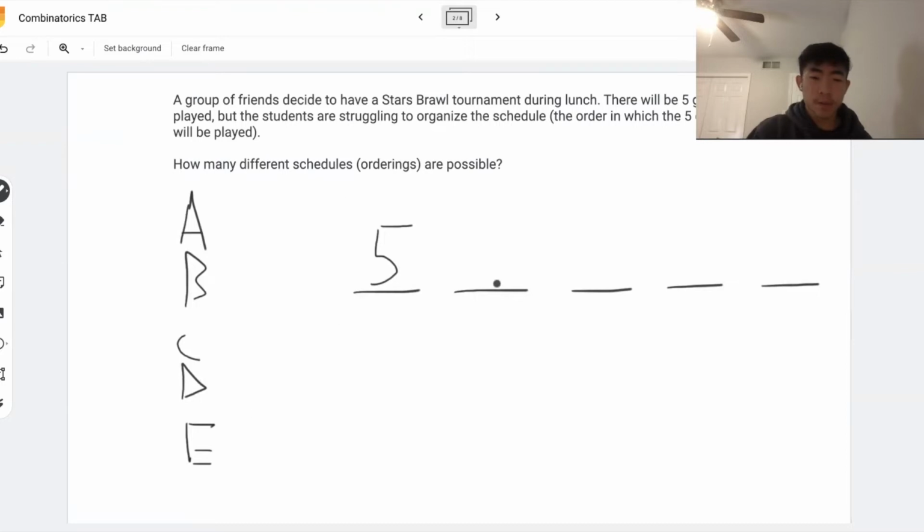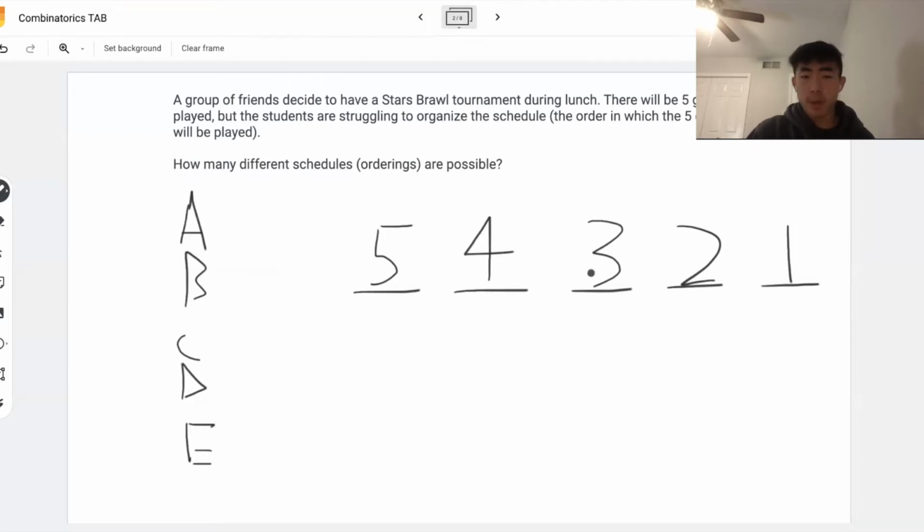So if we choose the first slot first, that means that our second slot, we will only have 4 options, no matter what we choose for slot 1. And similarly, for the third slot, we only have 3 possible options because we already picked some games for the first 2 slots. And similarly, for the second to last and last one, we only have 2 and 1 left. So what these numbers mean is that for that slot, we have that number of possible things we could put in that slot, assuming that all the slots before it were filled.